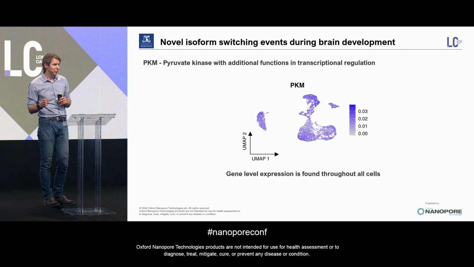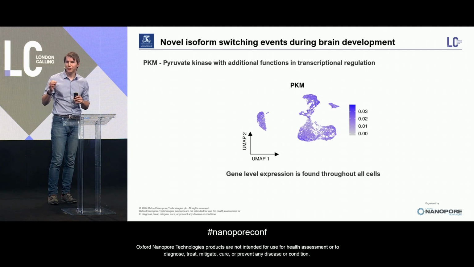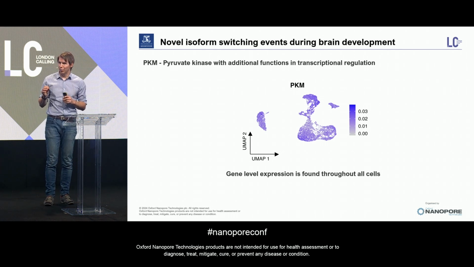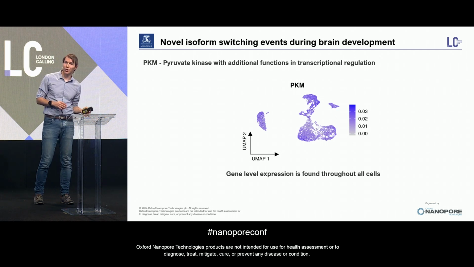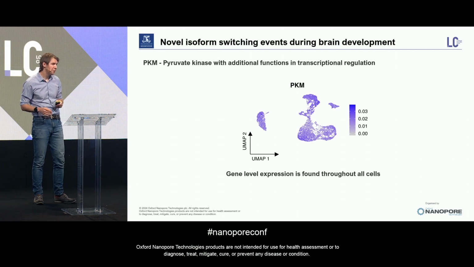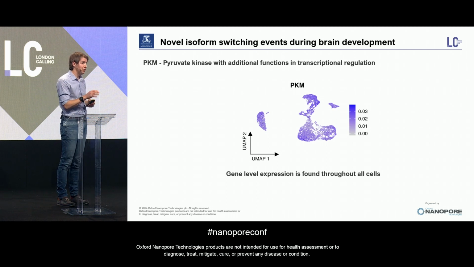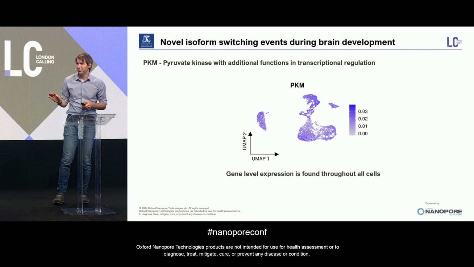But what's kind of interesting about PKM is it's known to have multiple isoforms. And some of these isoforms don't just have metabolic functions, they actually are reported to be able to go into the nucleus and act as transcriptional regulators. So it actually seems to be both a metabolic enzyme and a transcription factor, depending on the isoforms that are being made. Now, when you do gene level counts, which we obviously have in our data, it basically looks the same across all the cells in our data set.